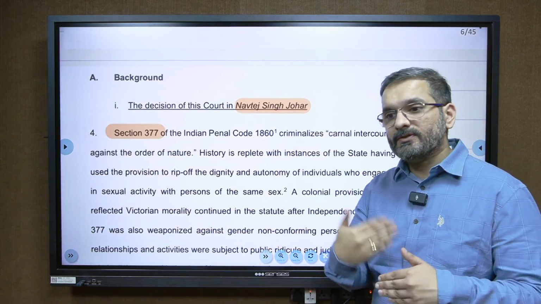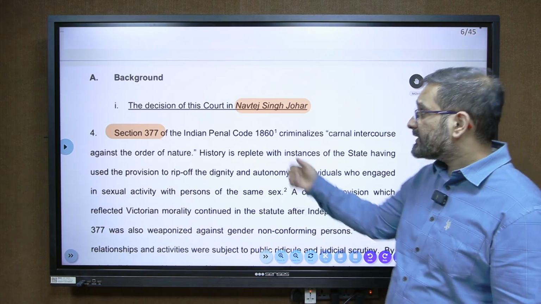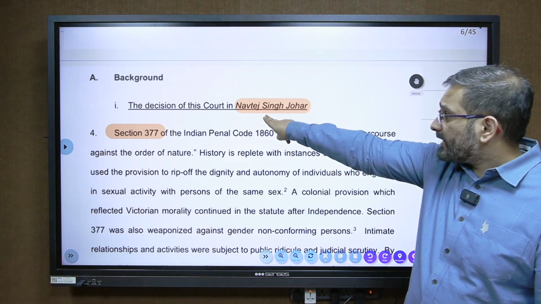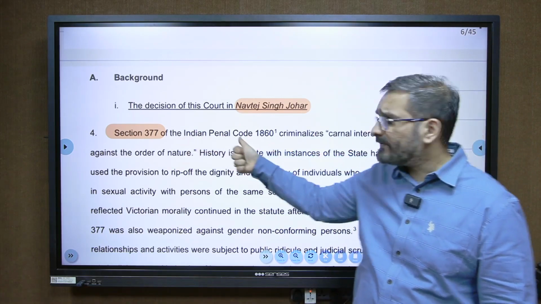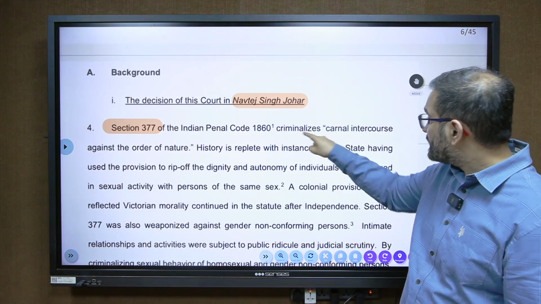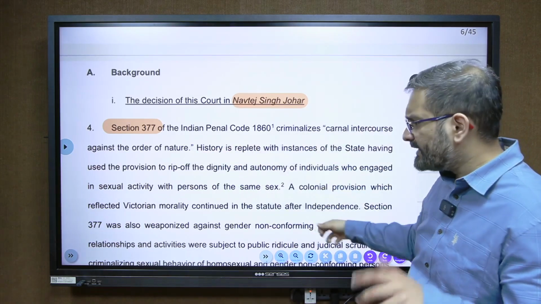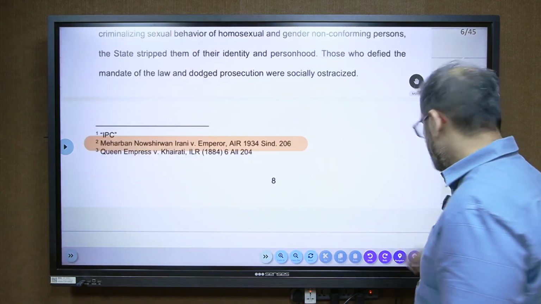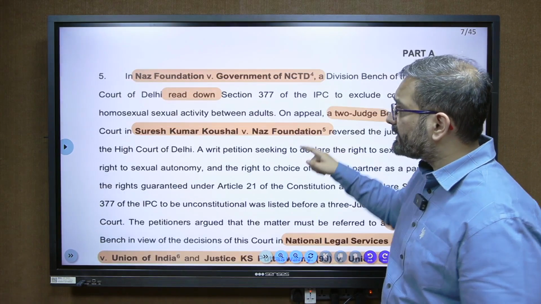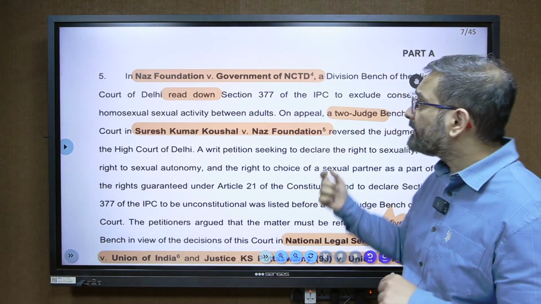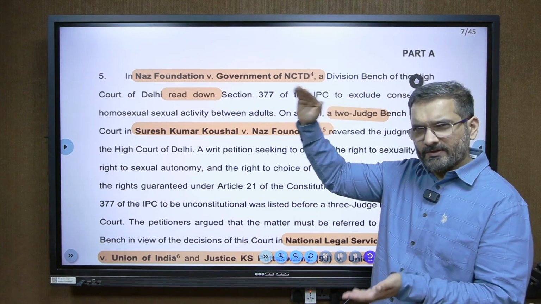These questions also used to be asked in the DULLB till 2022, till the time that DULLB was alive. Now it is dead. So the classic case law is Navtej Singh Johar, in which Section 377 of the IPC, which used to criminalize carnal intercourse against the order of nature, was partially struck down. And then there are more case laws that the CJI refers to. NAZ Foundation.